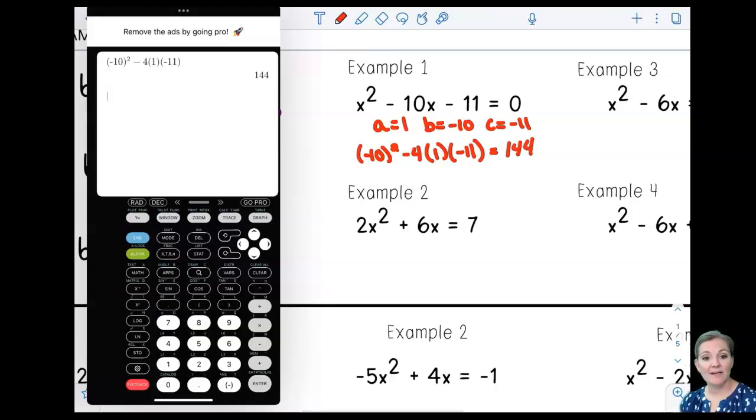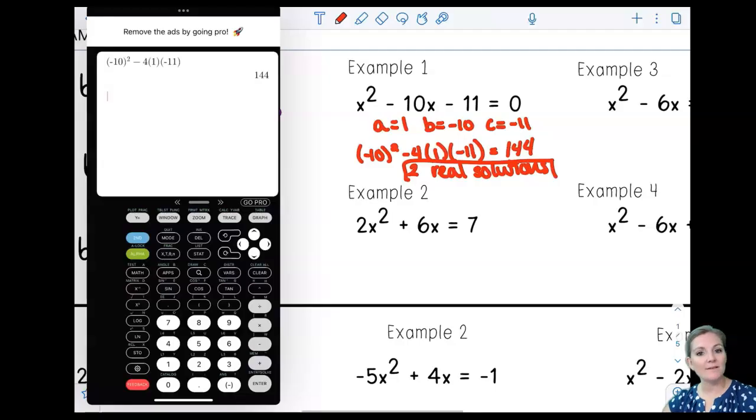We find that our discriminant is 144. That means we have two real solutions. It's that easy. I don't want to know what the solutions are. The discriminant is not going to tell me what the solutions are. It's just going to tell me how many there are.